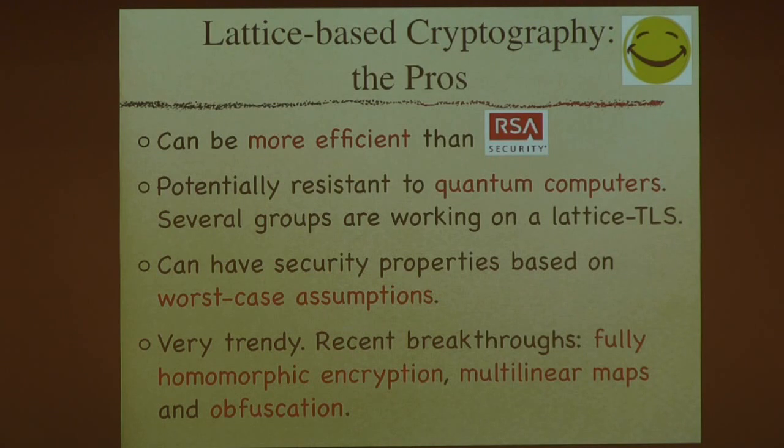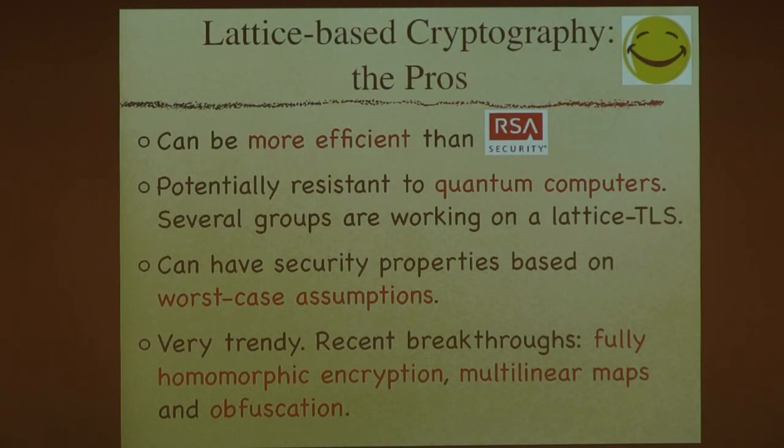So what are the benefits and drawbacks of lattice-based cryptography? We know that some of these schemes are more efficient than RSA. We know that these schemes are potentially resistant to quantum computers. So there are actually several groups now working on prototype implementations of a lattice TLS. We know that some of these schemes have security properties based on worst-case assumptions. And then the final reason is it's very trendy.